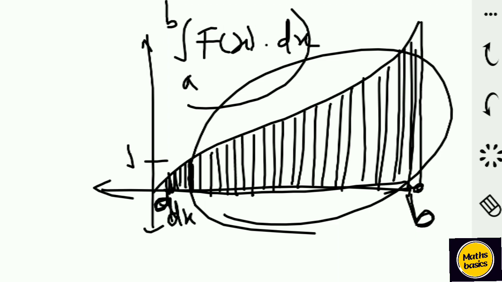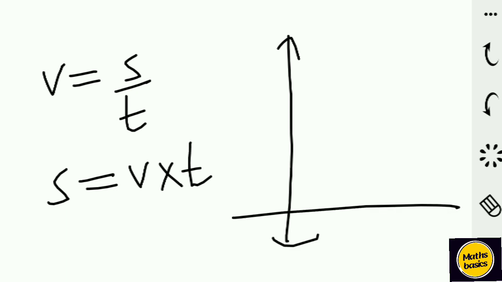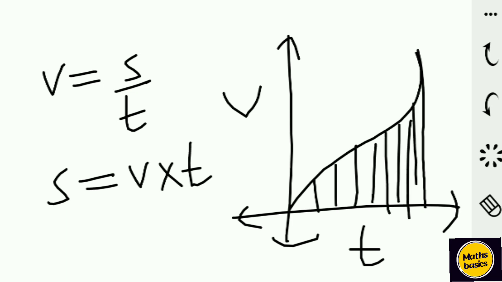So basically you will wonder where this integration is used. You know that in physics velocity is equal to displacement upon time. So you can say that displacement is equal to velocity into time. So if you draw a velocity versus time graph, and you have a curve like this, and you want to calculate displacement, then you will find the area under this curve. Why? Because you know that for that you have to multiply velocity into time.